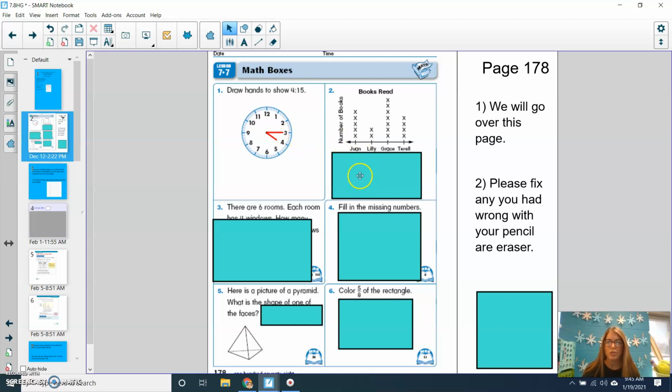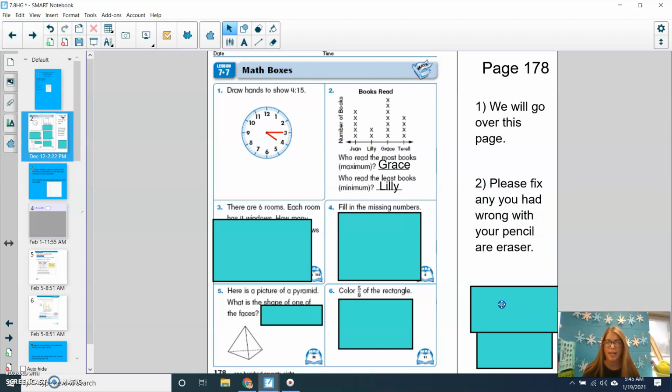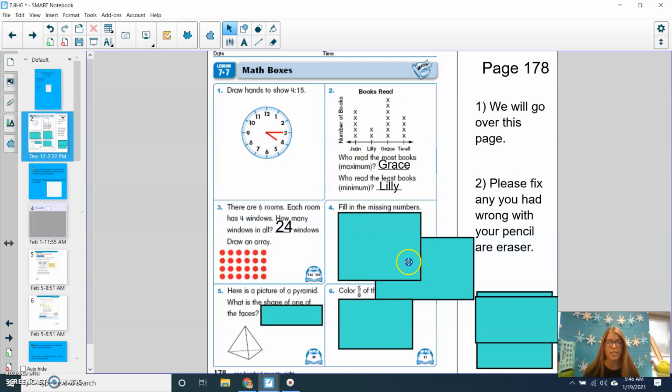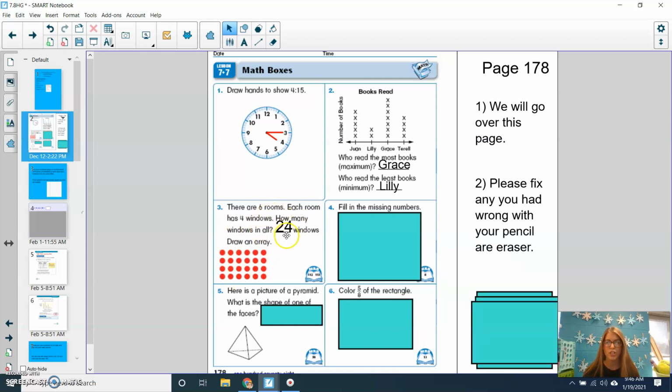For question 2, I'm taking a look at my plot and I can see that Grace read the most books, or the maximum, and I can see that Lily read the least, or the minimum, books. For question 3, there are 6 rooms. Each room has 4 windows. How many windows in all? I created an array for this problem and I have a total of 24 windows.